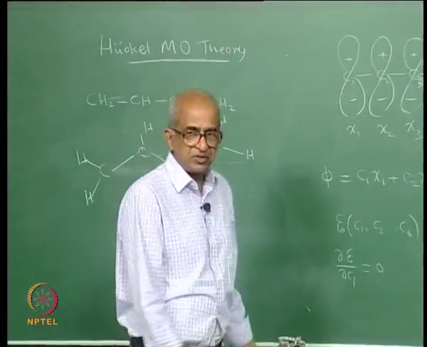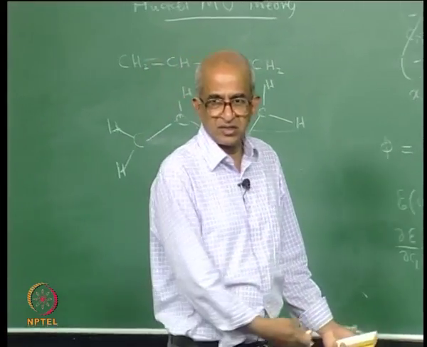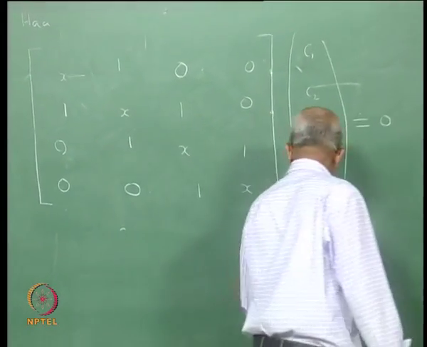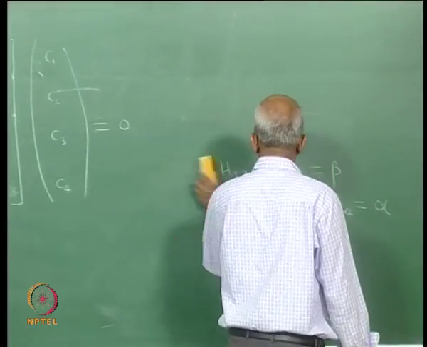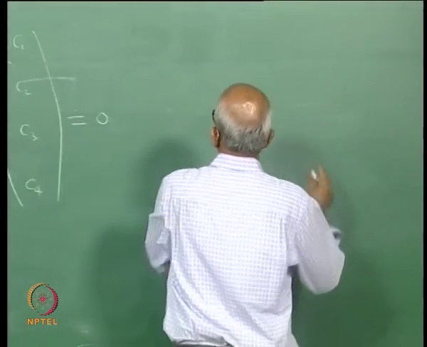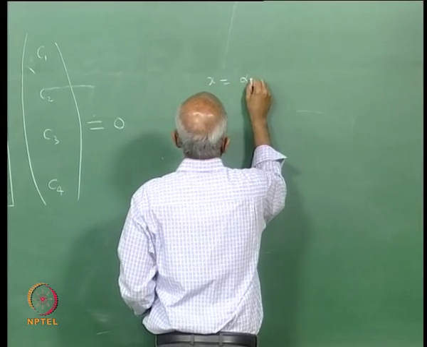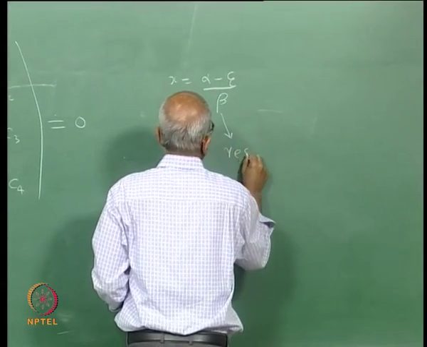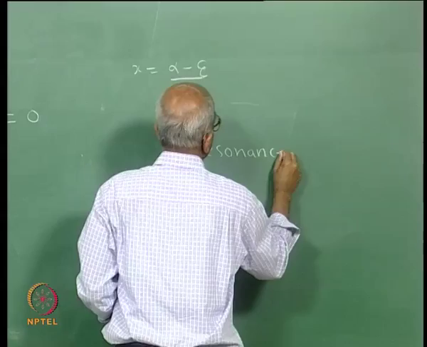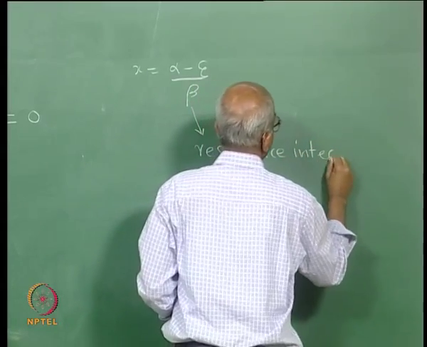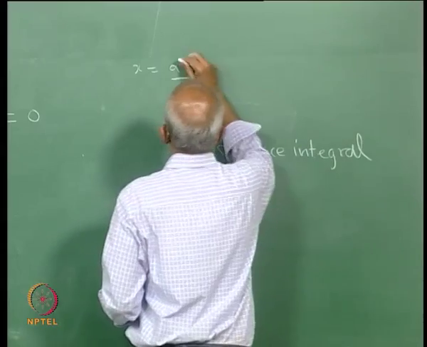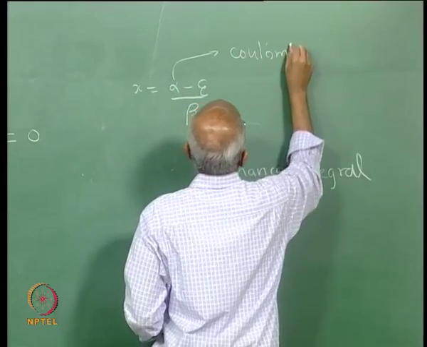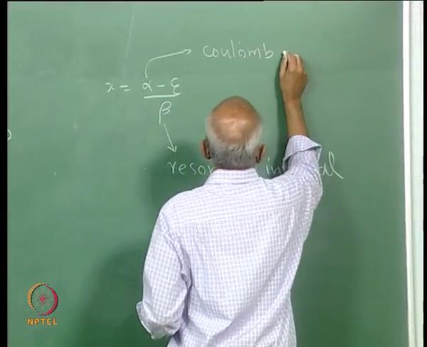So you see how simplified the theory is, and after all these simplifications, you have a very nice looking matrix equation. Let me just remind you, x is actually equal to alpha minus script t divided by beta. Beta is referred to as the resonance integral, and alpha is usually referred to as the Coulomb integral. These are the traditional words used to denote these integrals.